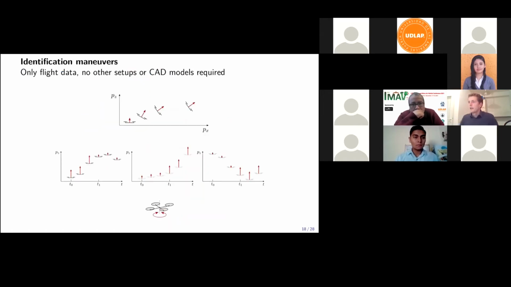So to gather the data, we present three identification maneuvers that excite parts of this schematic. The first one, we apply a step input on the roll or on the pitch angle. For the second maneuver, we apply a step input on the throttle, both for ascending conditions, near hover conditions, and descending conditions, such that we have all these conditions in our data. And lastly, also a step input on the yaw rate.